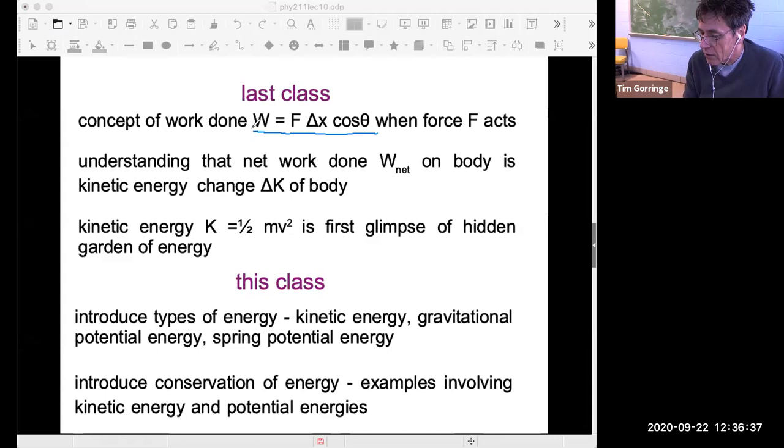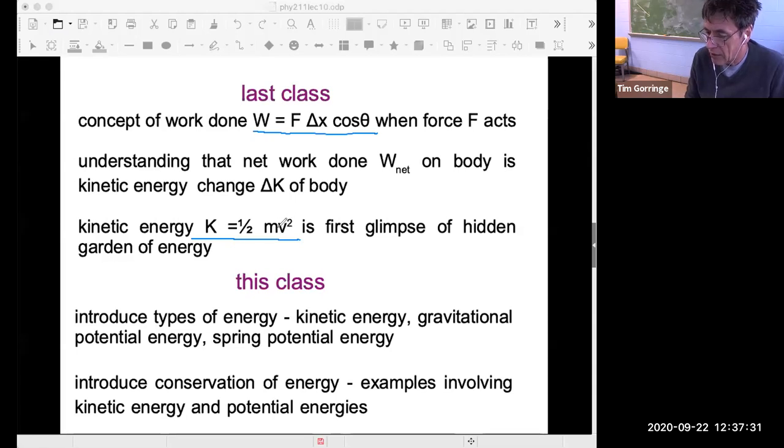We went on to discover that the net work that forces do changes the kinetic energy. So if forces do some net work on some object or body or particle, that correspondingly changes the kinetic energy of that body or particle. So that led us to a second new quantity, which is kinetic energy, energy by virtue of motion, energy by virtue of movement. And we were able to write down an equation for the kinetic energy of a moving object. Maybe it's an elephant, maybe it's a mouse, but that kinetic energy depends on the mass of the object and the speed of the object.